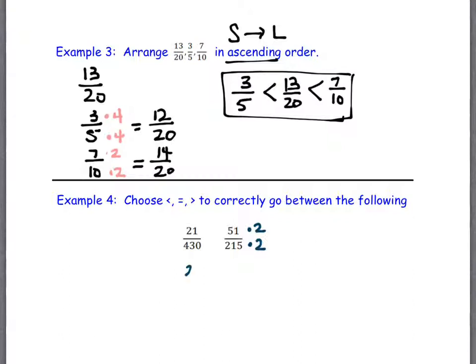So if we do that, the first one stayed 21 over 430. What does the second one become? 1 over 2 over 430. So which symbol goes between these? Less than. The one on the right-hand side's bigger, so the opening is towards the right-hand side.